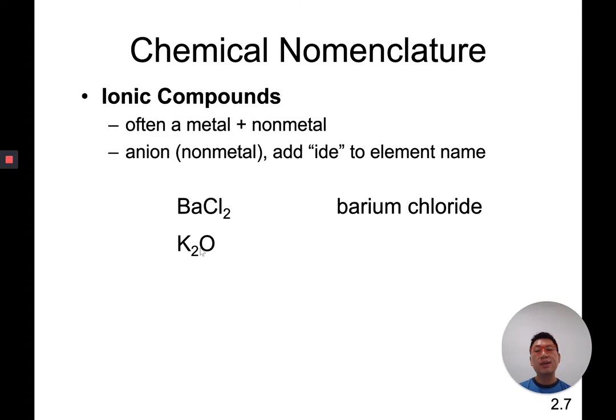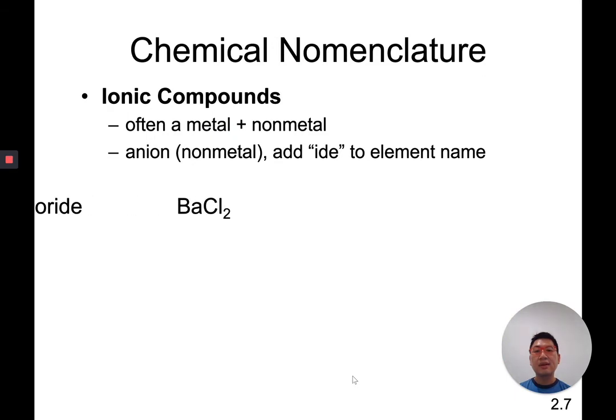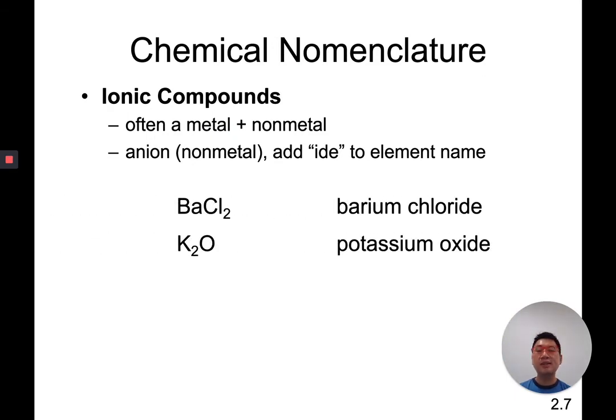K2O. What is K called? What is O called? Let me go back to the table. Hopefully it's on there. K is right here, potassium. O is right there, oxide. The name of K2O is potassium oxide. That's it.